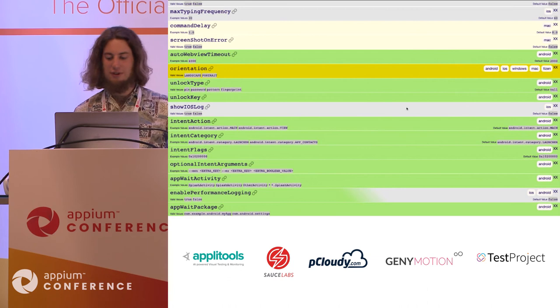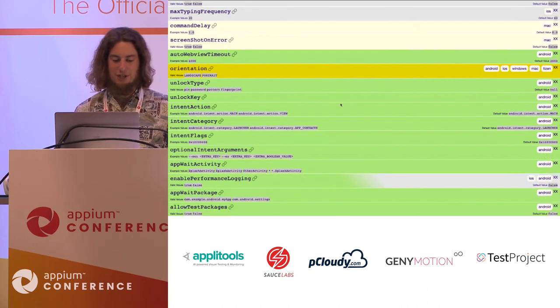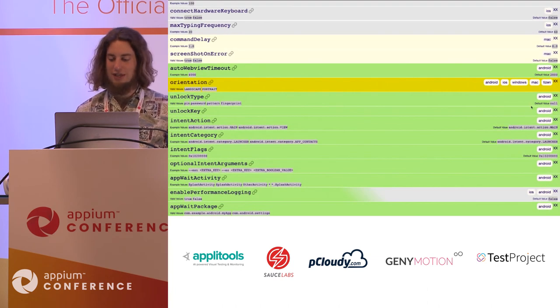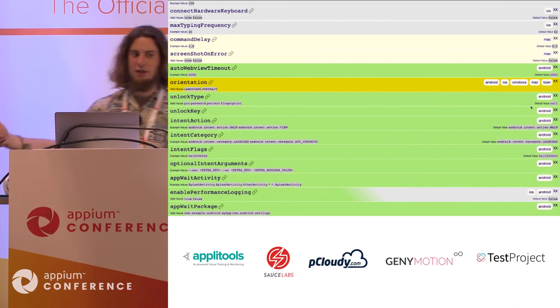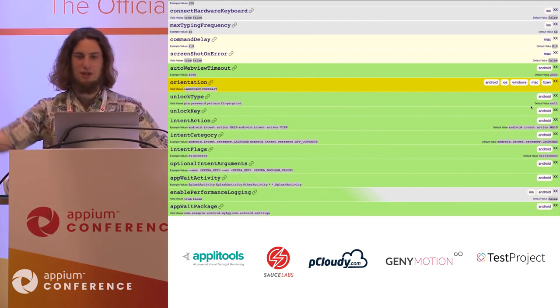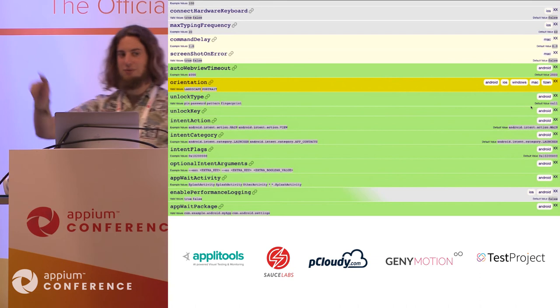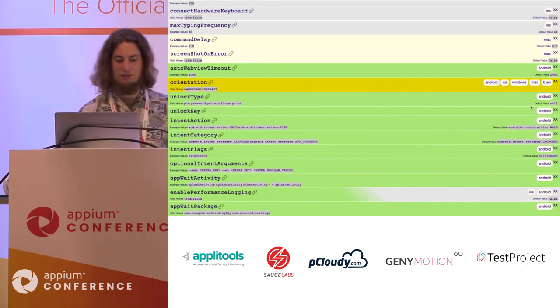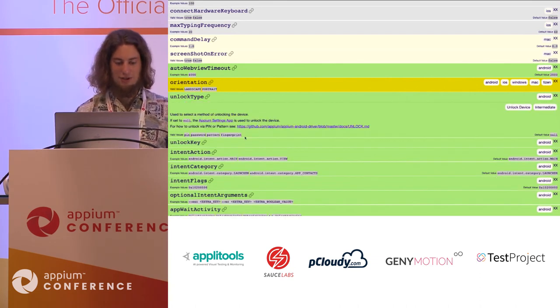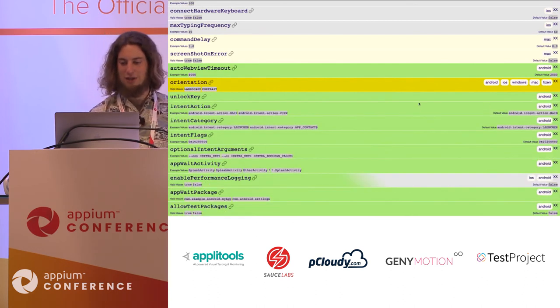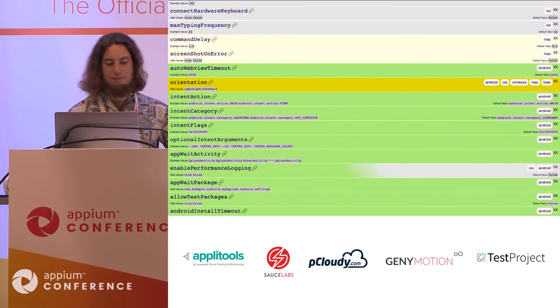We've got show iOS log. That's another one for our logs there. We've got unlock type and unlock key. That's for Android. Sometimes unlocking is just a swipe, sometimes it's a key code, sometimes it's a pattern. So you can set the different types using unlock type here. We've got pin, password, pattern, fingerprint, and then whatever that value would be, that's the unlock key.